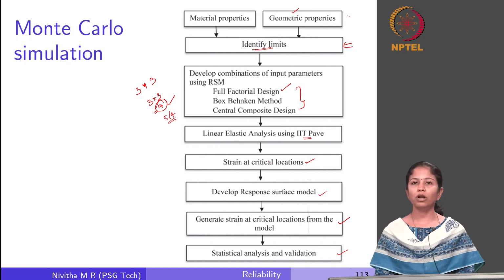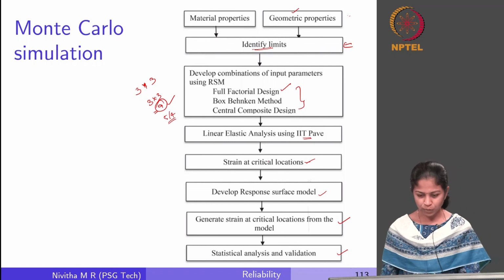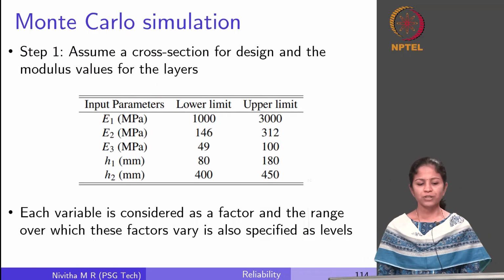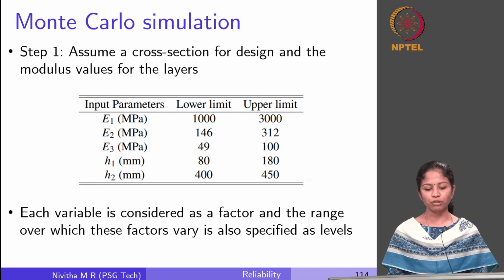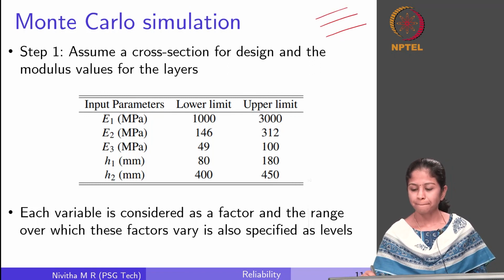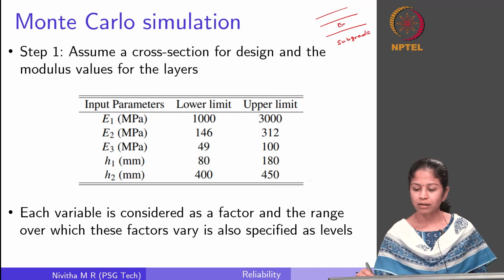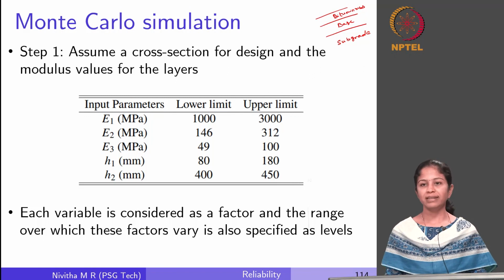So, this is the overall procedure that we are going to follow, and let us now look at the individual steps. Step 1 is to assume a cross section for design and modulus value for the layers. Let us say that we are assuming only 3 layers: a subgrade, a base course and a bituminous course, right.